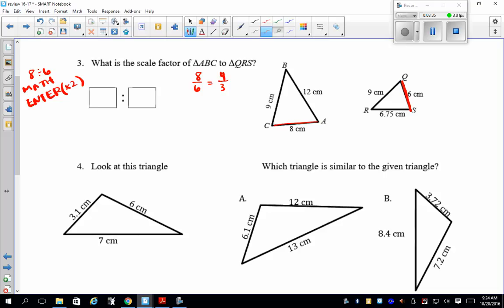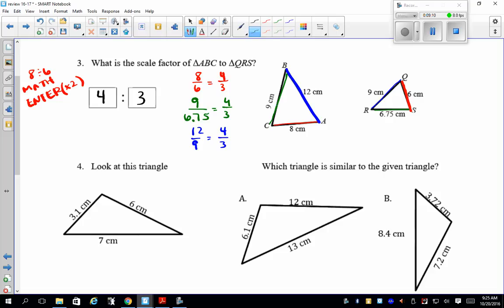And if I checked the other sides, I would see that I get the same number because these are similar. 9 divided by 6.75. And if I did, again, 9 divided by 6.75, math, enter, enter, the calculator would give me 4/3. And if I've checked the last side, 12 over 9, would also give me 4/3. Okay, so the scale factor here is going to be 4:3.